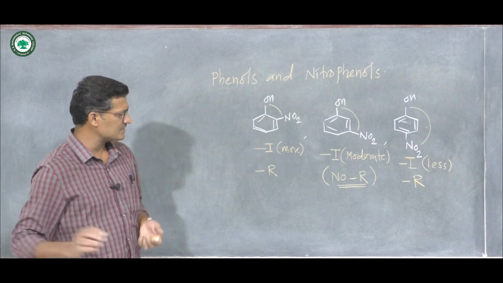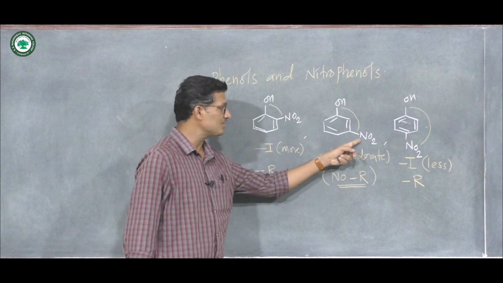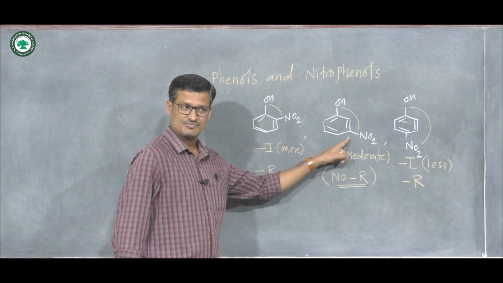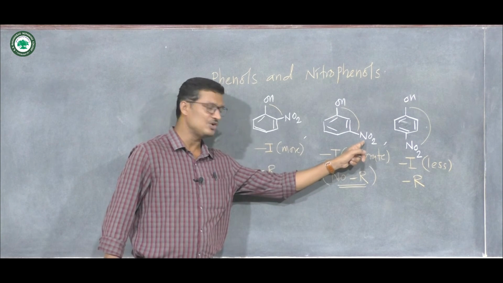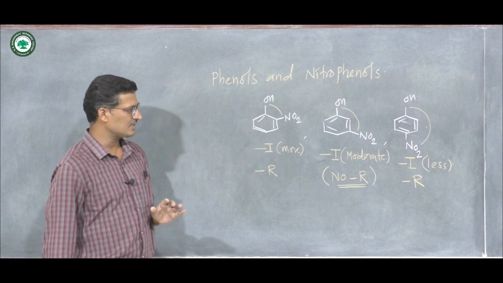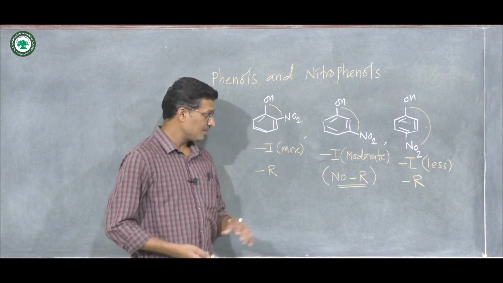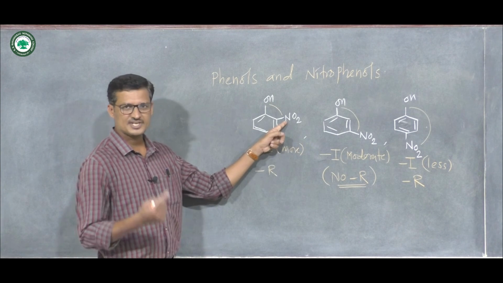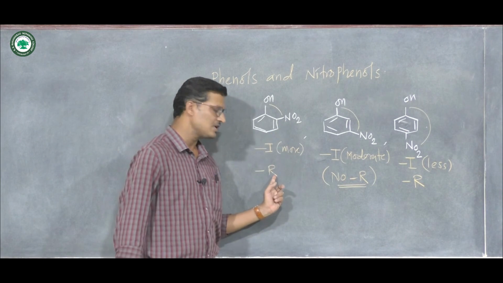The next question is: why, in metanitrophenol, does the nitro group not give the minus R effect? Because, as we remember, we write a resonating structure of the phenoxide ion, and the negative charge on this oxygen is not delocalized onto the nitro group. The nitro group is not taking part in the delocalization, so it doesn't give the minus R effect. But in ortho and para, the nitro group takes part in the delocalization, and then the nitro group gives the minus R effect.